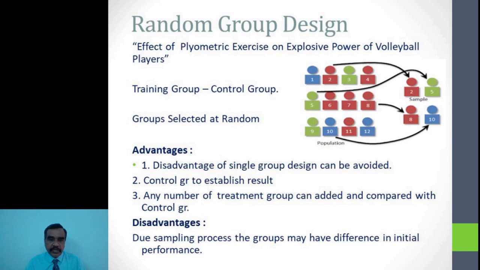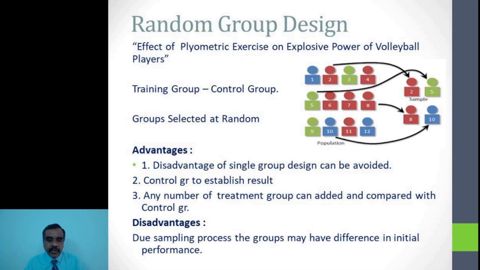Advantages. Disadvantages of single group design can be avoided. Say for example, here there is a control group to establish your result. Any number of treatments can be added and compared with the control group. So you can have plyometric exercise in one group, aerobic exercise in another group, anaerobic exercise in another group. You can add any number of groups, but you can have only one control group to compare and establish your result.